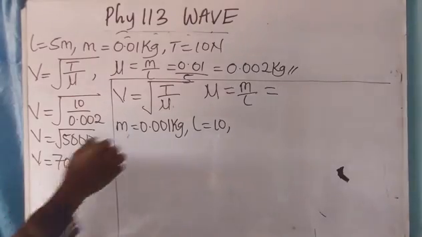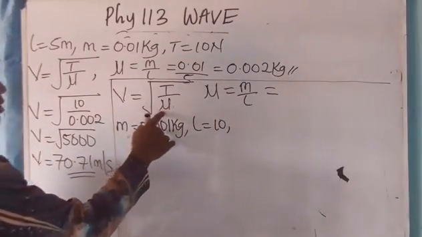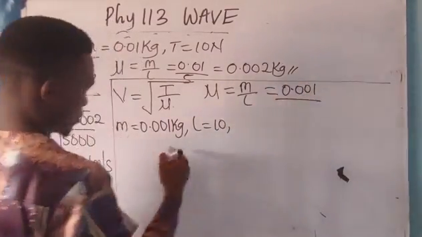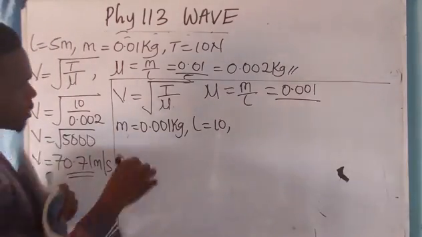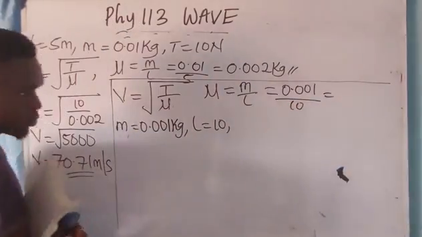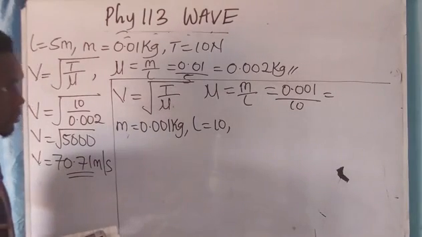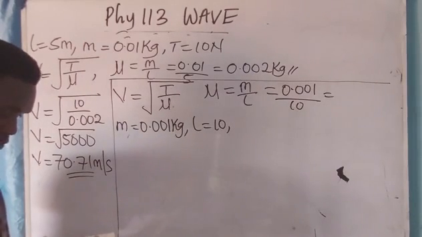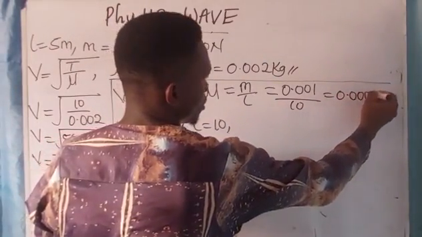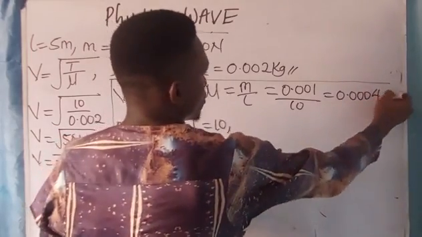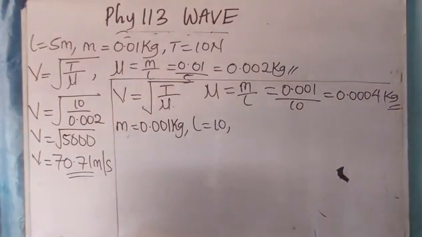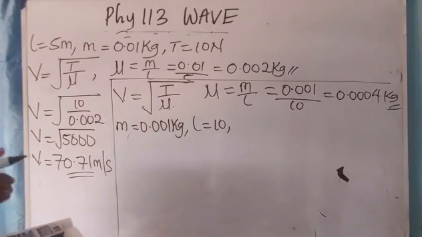All right, looking at what we have here, we have to look for this first. So mass from the question is 0.001 over length, which is 10. So you have 0.001 divided by 10 equals 0.0004. All right, so the value of U is what? 0.0004. Good. Now can we look for the mass, they said we should calculate the mass.